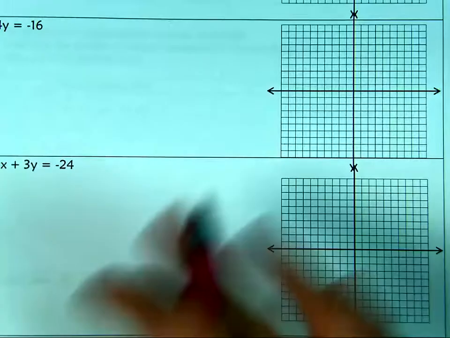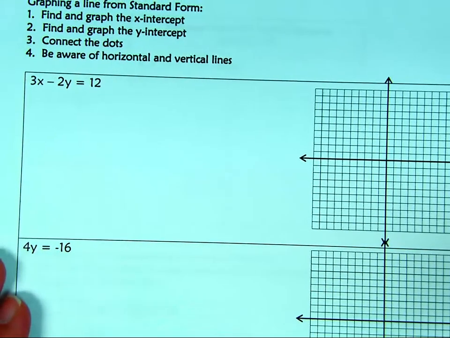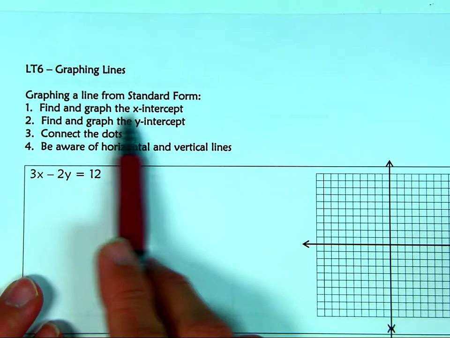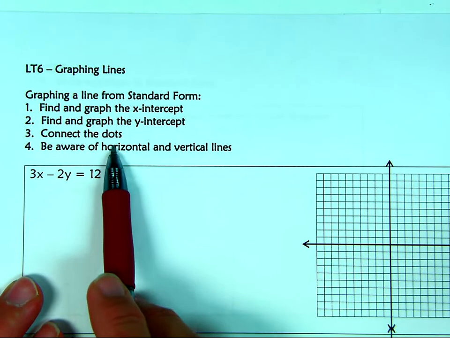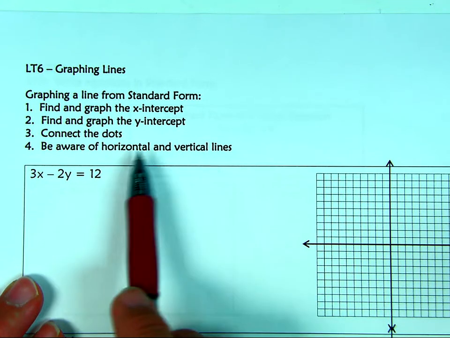Okay, let's talk about graphing lines that are in standard form. So the easiest way to do that, here are our steps: we're going to find the x-intercept, we're going to find the y-intercept, we're going to graph them, and we're going to connect the dots. Be aware of a being 0 or b being 0, horizontal and vertical lines.